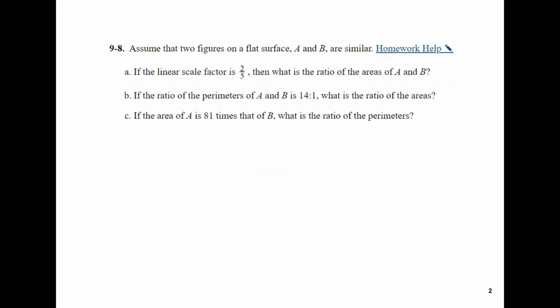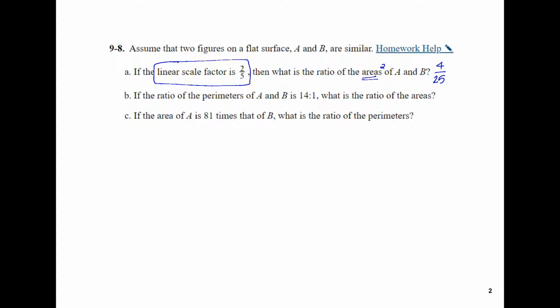9-8 says, assume that two figures on a flat surface A and B are similar. If the linear scale factor is 2/5, then what is the ratio of the areas? So remember, linear scale factor is one-dimensional, area is two-dimensional, so we need to square both of these numbers. So 2 squared is 4, 5 squared is 25, so the ratio of the areas would be 4/25.